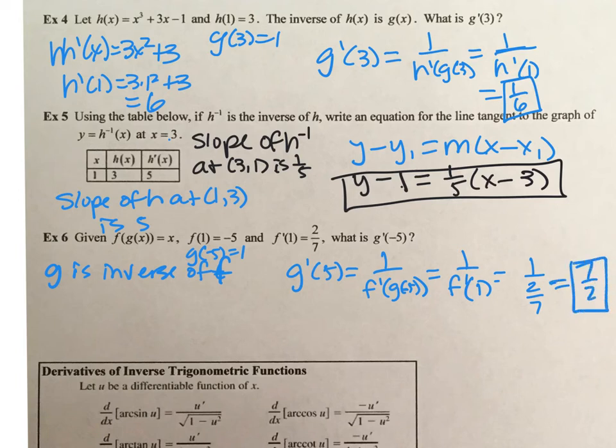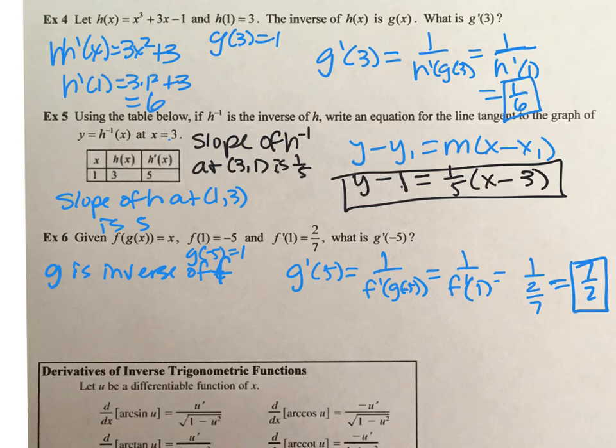Remember that the slope of the inverse at the point negative 5, 1 is just going to be the reciprocal of the slope of the original function at the point 1, negative 5. So they're just reciprocals of each other.